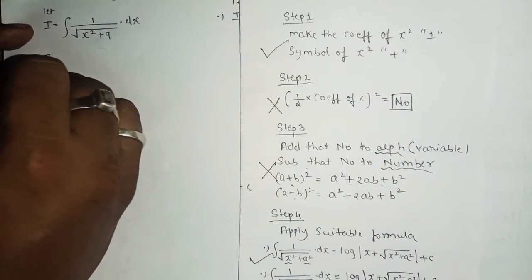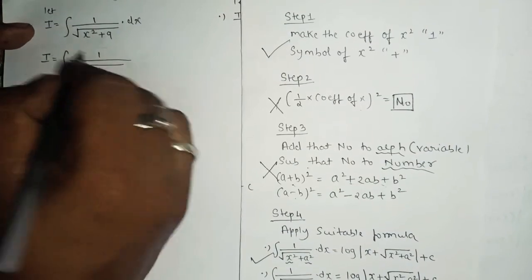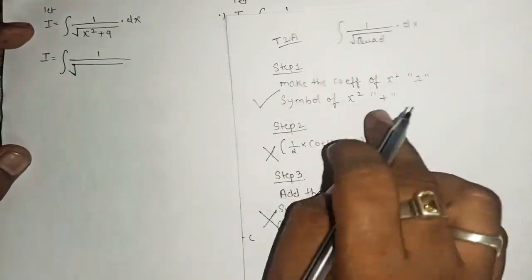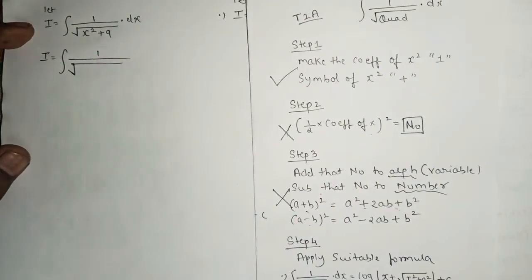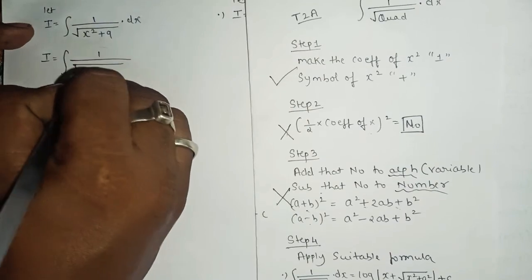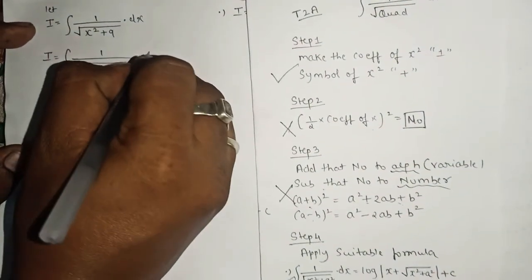So what adjustment do you have to do? First step, check the coefficient of x square should be 1. Already it is 1, and the sign is positive. So directly, this x square we can write as x the whole square, and this 9 I can write as 3 the whole square. That's it.